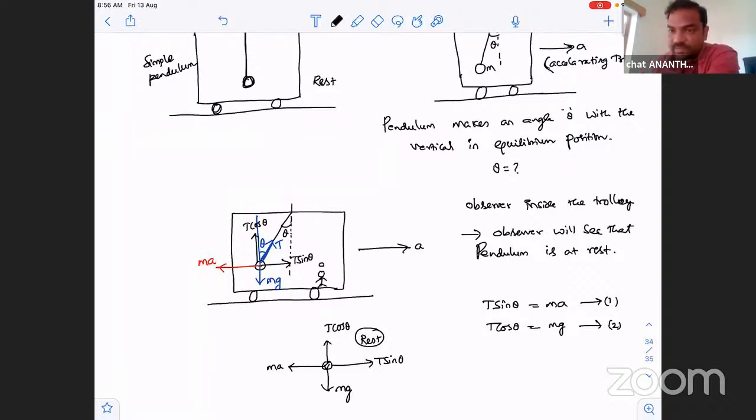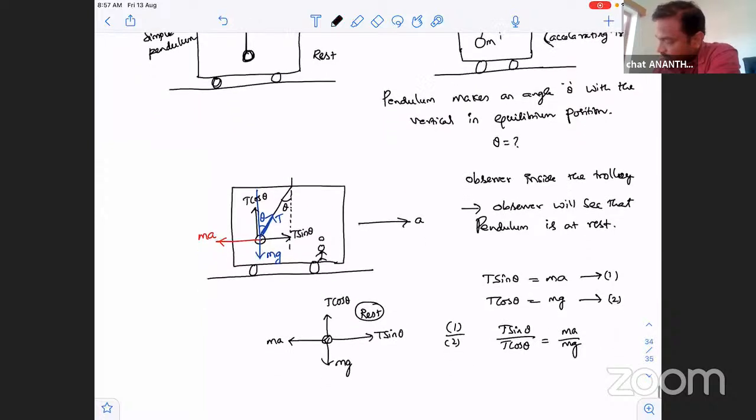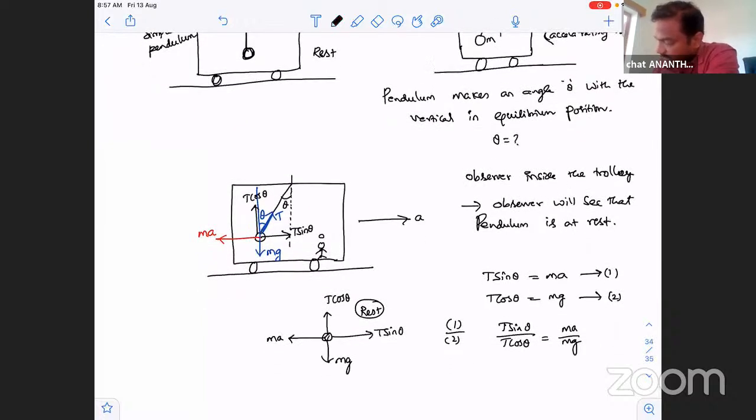Then, because we want to find the theta value, not the tension, just divide the two equations. Then T sin theta by T cos theta is equal to ma by mg. T will cancel out. Sin theta by cos theta is tan theta, equal to a by g. Theta is equal to tan inverse a by g. That is the angle made by the string with the vertical.